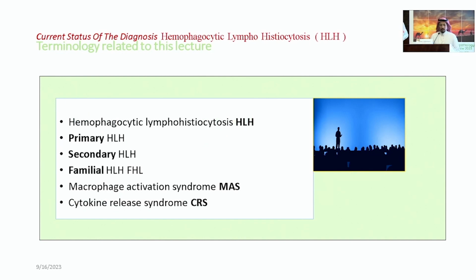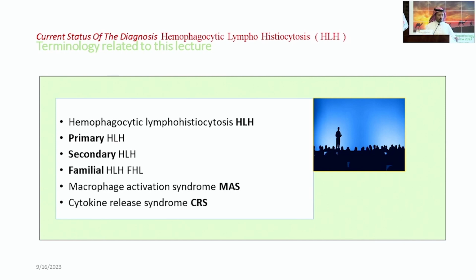We have a number of terminologies related to this presentation. First one is hemophagocytic lymphohistiocytosis, or HLH. Primary HLH, secondary HLH, familial HLH, macrophage activation syndrome, cytokine release syndrome.